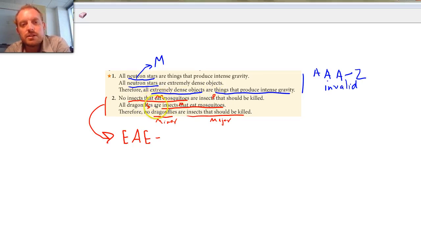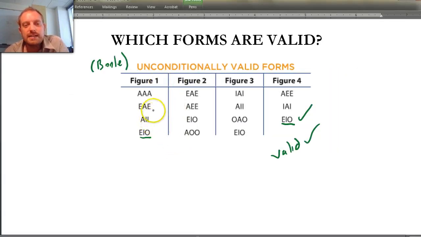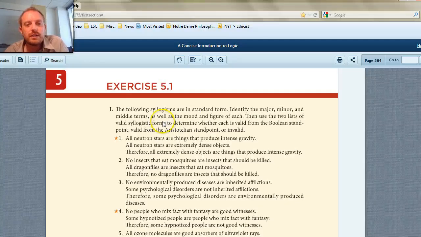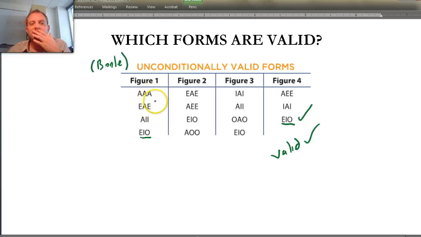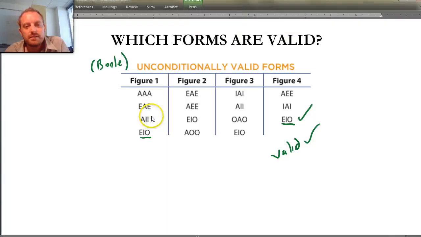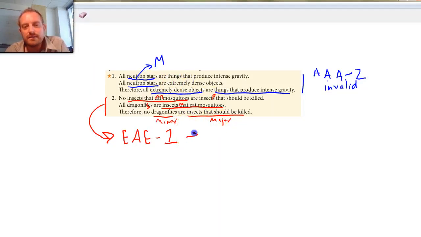So that means it occurs like 1. Okay, that's a 1, 2, 3, 4. This is a 1. So that's an E, A, E, 1. Okay, is it valid? Let's look up in our handy dandy table. Now you can see here, since I know the figure is a 1, I can just look in the figure category. Okay, here's figure 1. This is an EAE1. It's right here. So that means that, yes, it is valid. Okay? So this is an unconditionally valid argument.